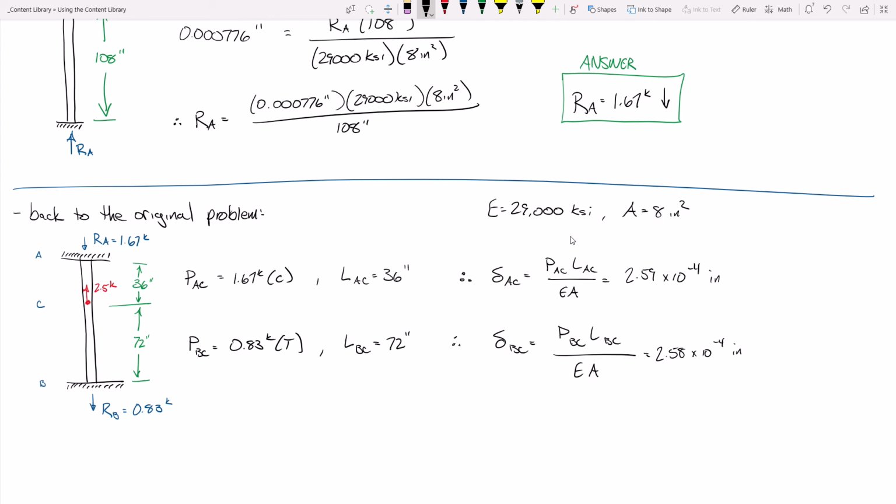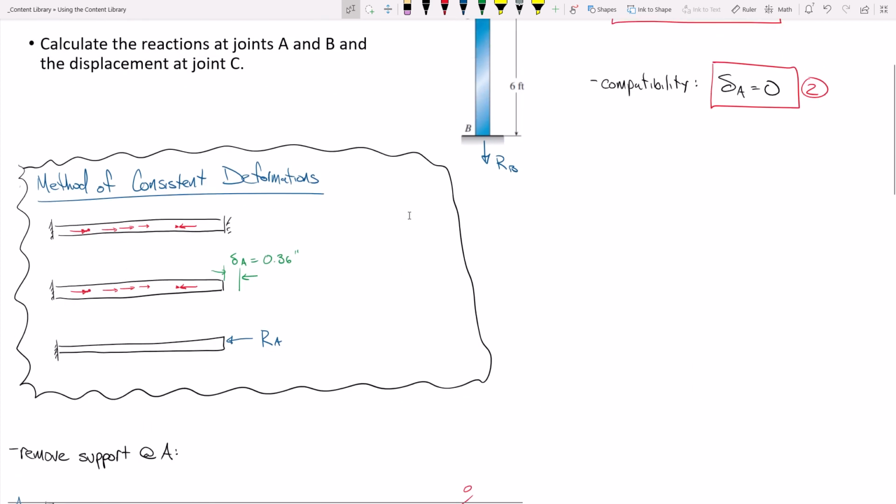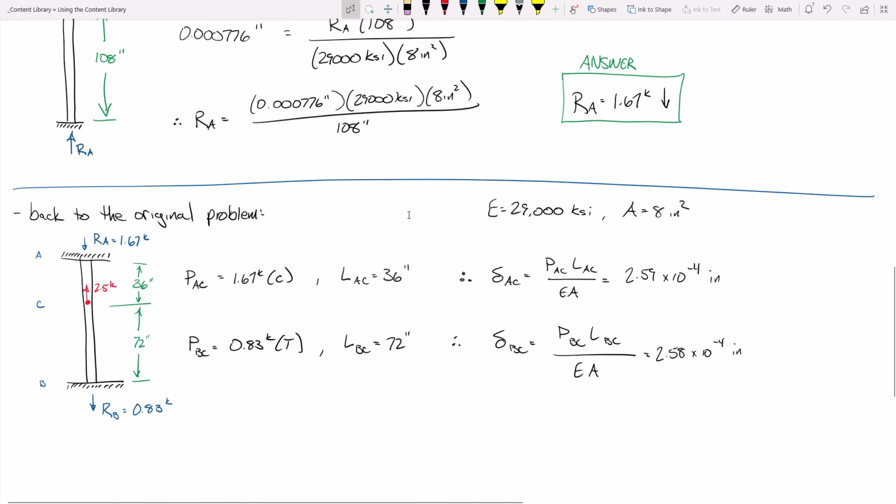What did I say this method was called? The method of consistent deformations. It's almost as if the deformations are consistent. Okay, so the only difference that we're getting is the difference in rounding.